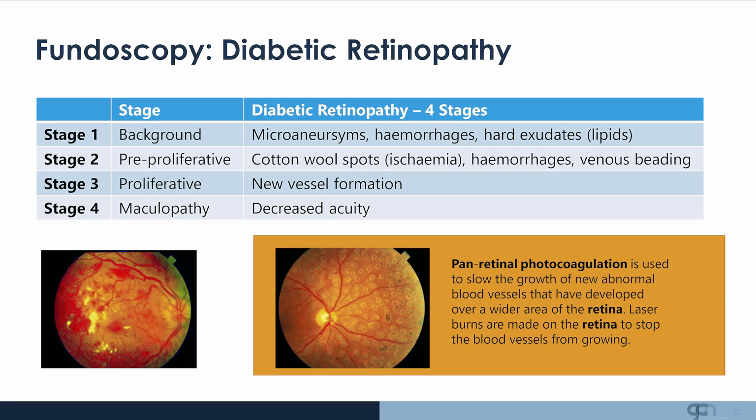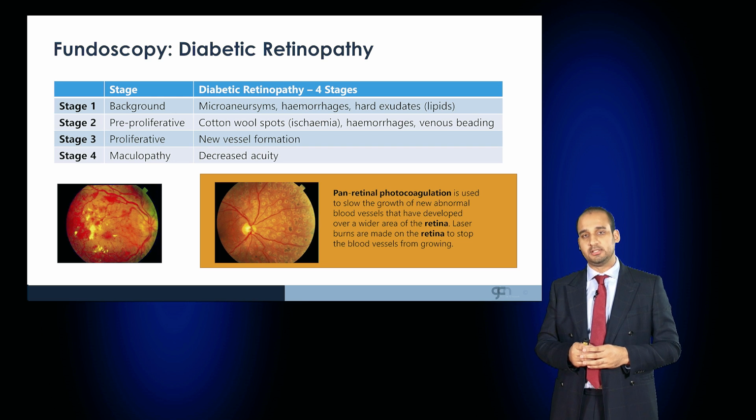these are seen as cotton wool spots or a slight whitening of the retina. And this can also be seen in the context of hemorrhages and venous beading. This ischemia leads to stage 3 diabetic retinopathy, which is called proliferative diabetic retinopathy, where the retina responds with mitogenic factors to develop new vessels, and this can eventually lead to stage 4 maculopathy, resulting in decreased acuity.